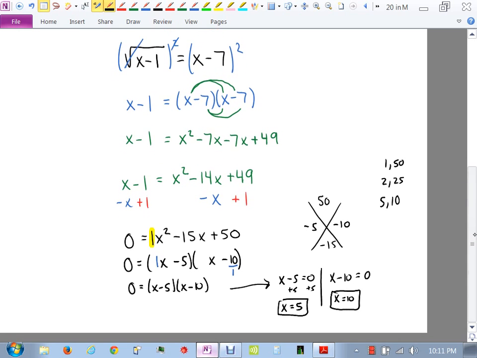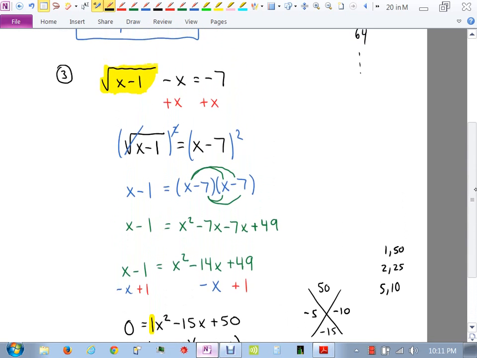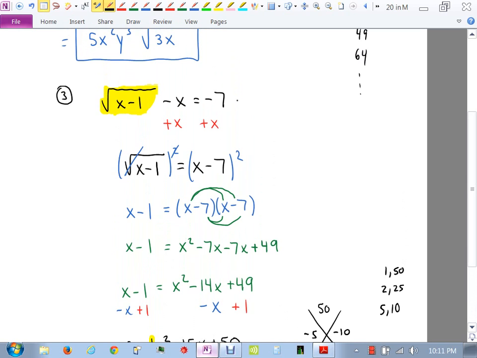You're supposed to check those. Again, I'm not going to be real critical on the test with that. If you check them, that's just better for you. Let's see, 10, that should work. If I plug in 10, it should work. But if I plug in 5, I don't believe it works. So I'll let you check that yourself.